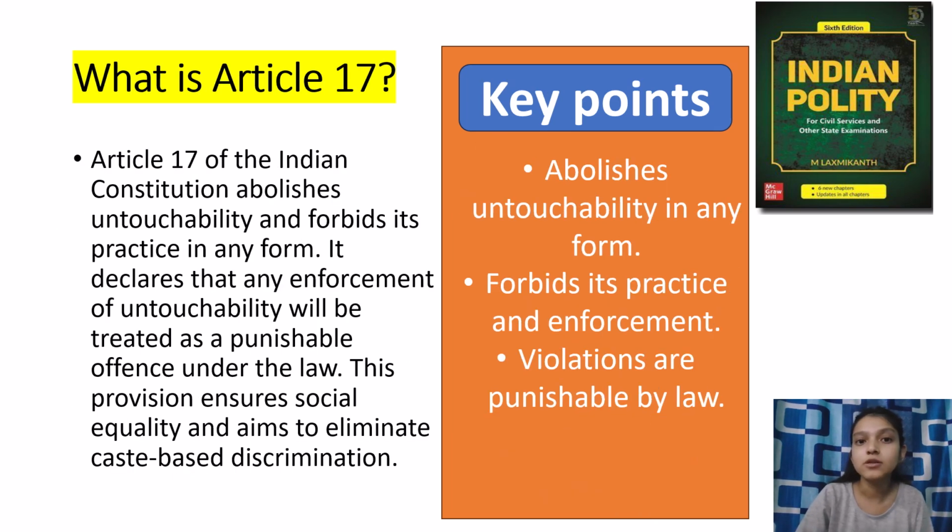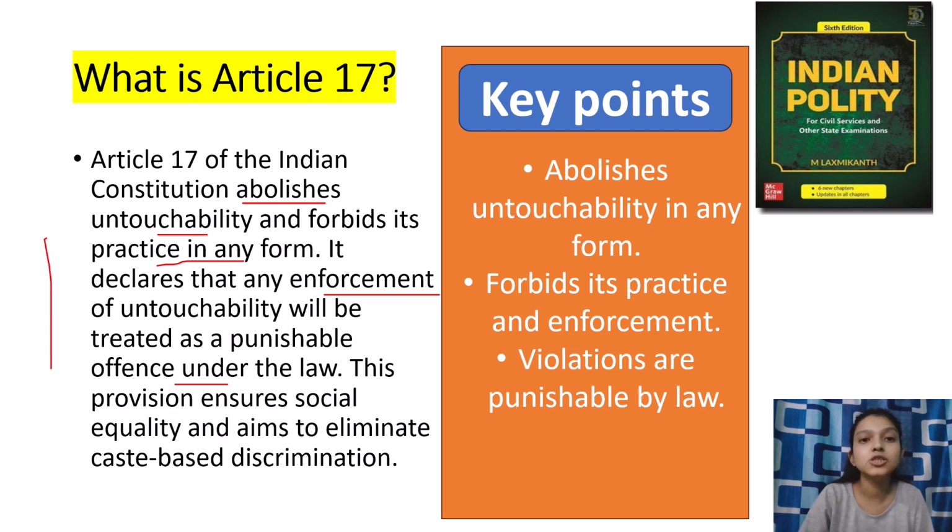Now let's move on to what Article 17 is. Article 17 of the Indian Constitution abolishes untouchability and forbids its practice in any form. In our previous slide, we understood what untouchability is and what Article 17 says. Article 17 prohibits the practice of untouchability in any form. We cannot discriminate against anyone on the basis of their caste. It declares that any enforcement of untouchability will be treated as a punishable offense under the law.